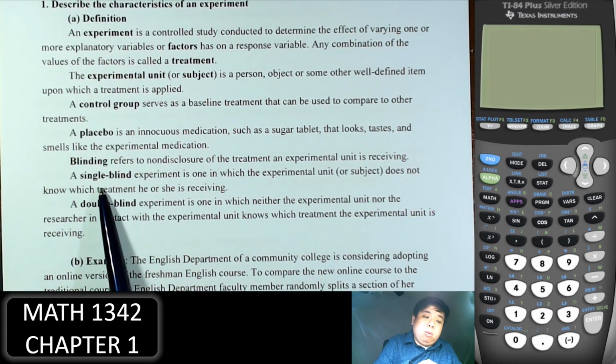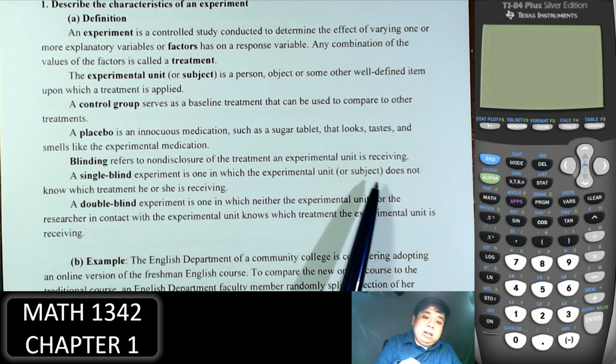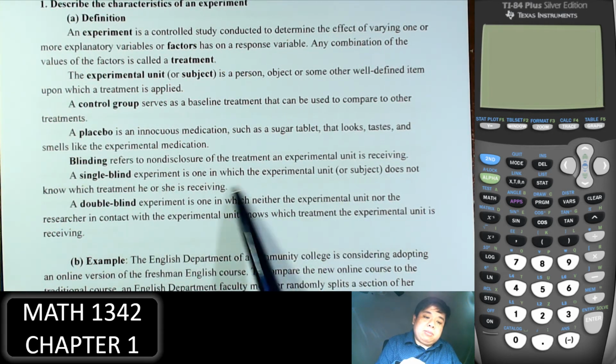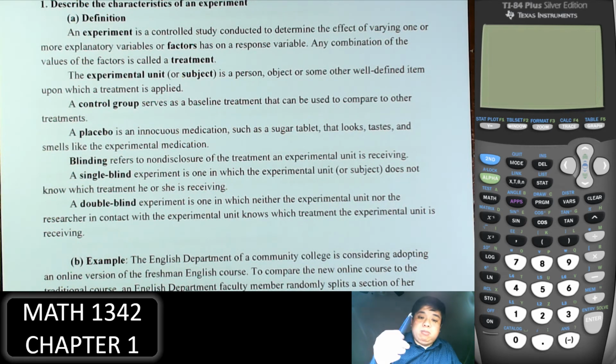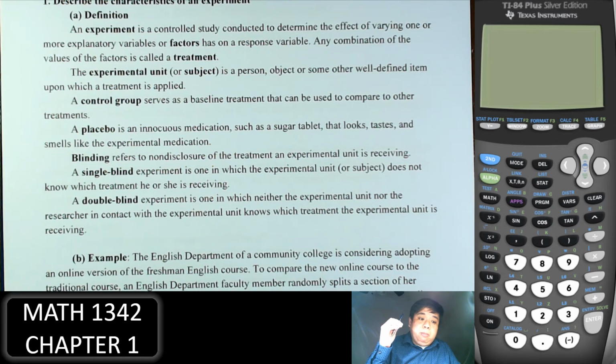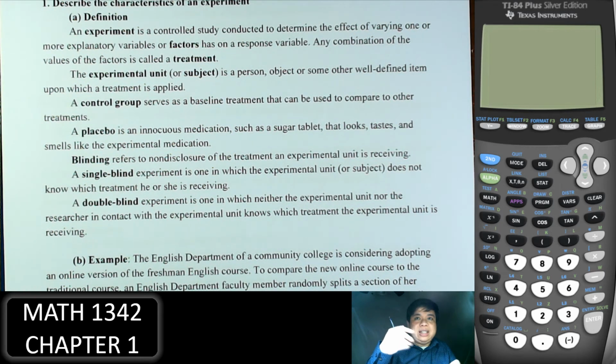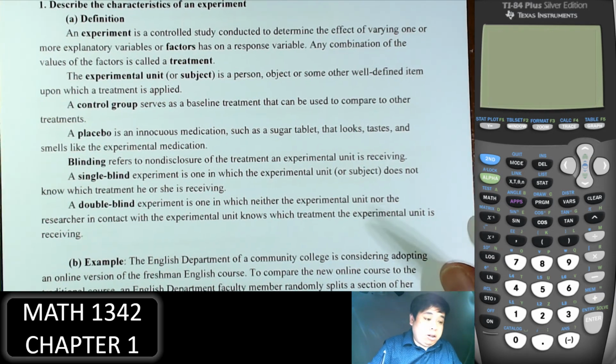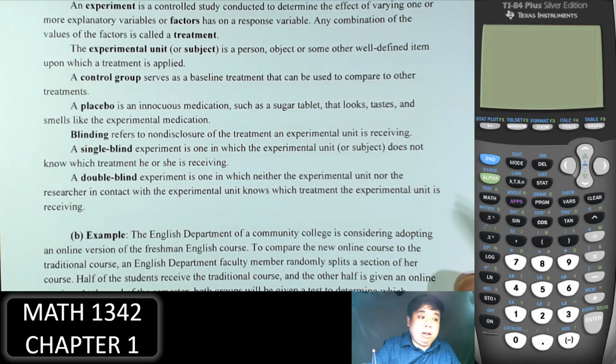Single blind is where the person who's getting the test does not know about it, but the doctor will know. So that is single blind. And double blind, let's say talking about the vaccine again, is where the people who take the vaccine and the people who administer it do not know who will receive the real vaccine or not. So that is the double blind.